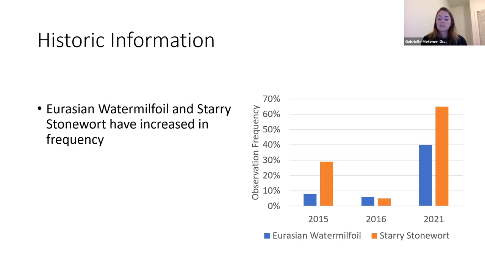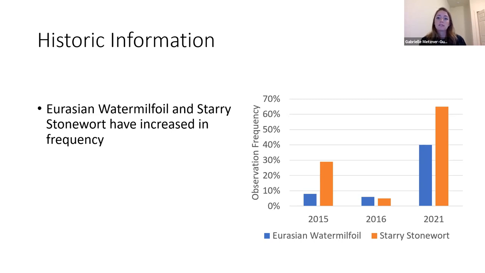There is a gap in the data, so that's definitely something that would be nice to be able to fill, but we can definitely look at the past and then compare that to this year and what we observed. So here we're looking at the frequency. The frequency represents the percentage of the survey sites where the given species was found.